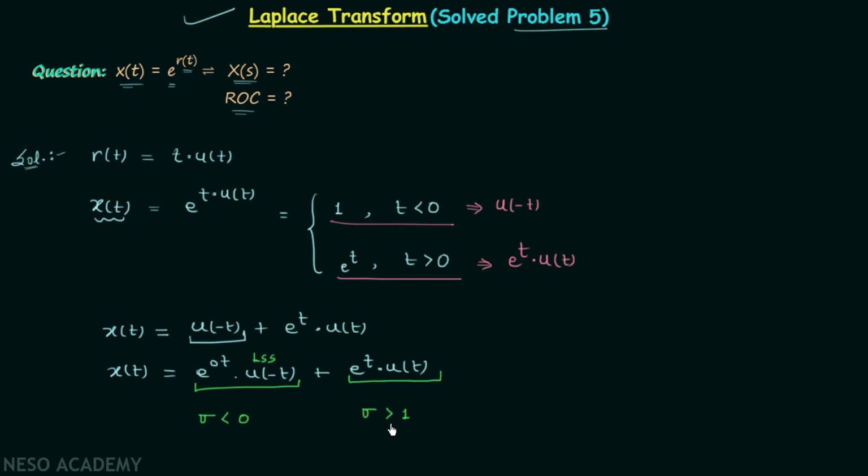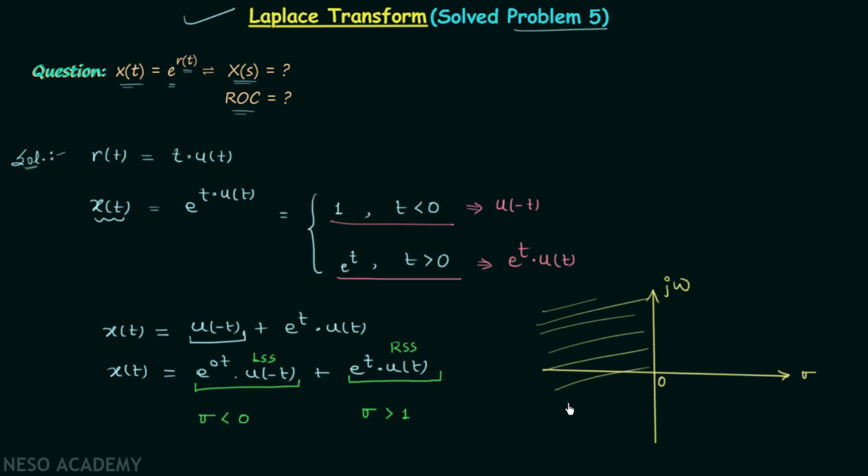We have a greater than sign because u(t) is here, and u(t) is a right-sided signal. Now we will quickly plot the two regions of convergence in our S-plane, j omega and sigma. We will first plot sigma less than 0. This is the origin, and sigma less than 0 means all the region on the left hand side of the straight line sigma equal to 0.